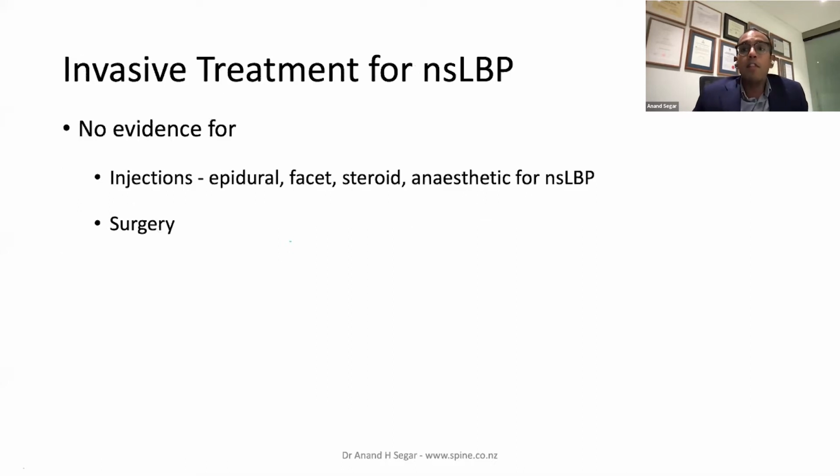Invasive treatment for non-specific low back pain. Well, there's no evidence for any injections, whether in the epidural space or the facet joints, steroid, anesthetic, nothing for non-specific low back pain. It doesn't work. And similarly, nothing that I can do as a spine surgeon can help patients with non-specific low back pain other than reassure them and tell them that there's nothing wrong.